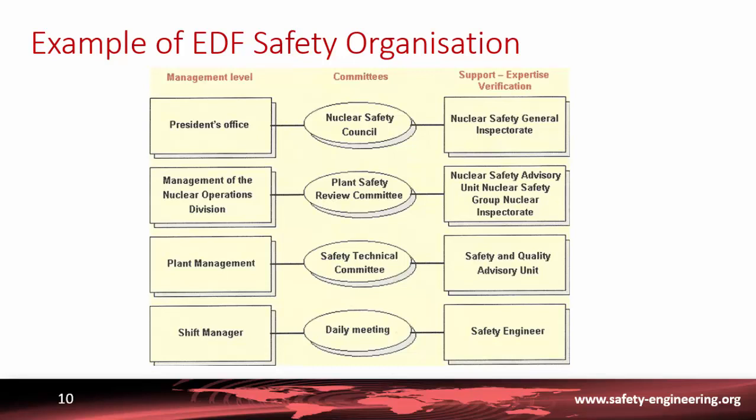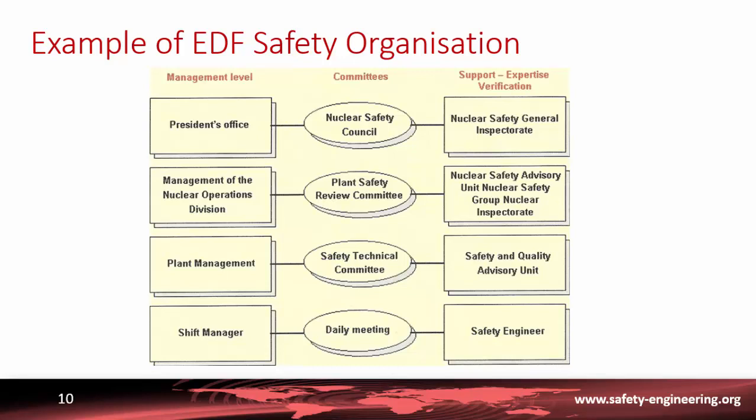At the plant level, there is a safety engineer who meets regularly with the shift manager. At the plant level, there is a safety and quality advisory unit. At the national level, there is also some structure, including a nuclear inspectorate. And also at the CEO level, there is a general inspector for nuclear safety who reports to the president's office.